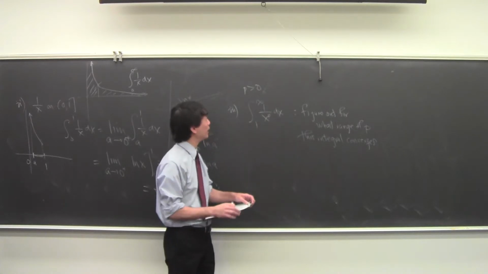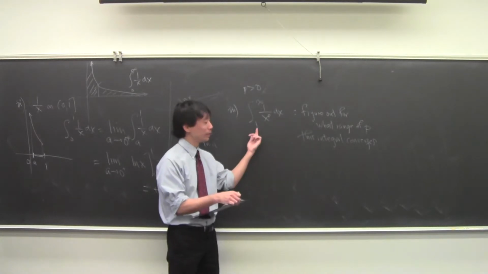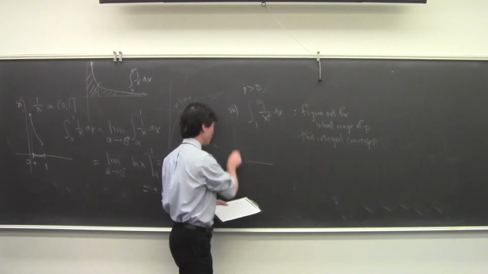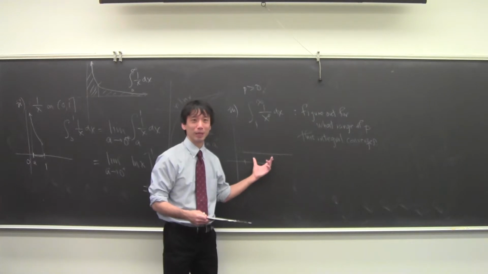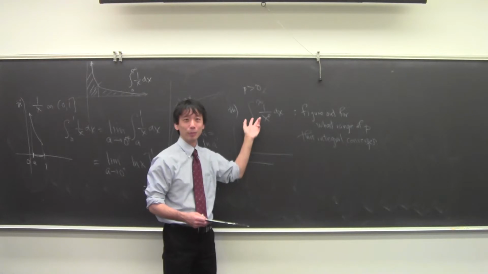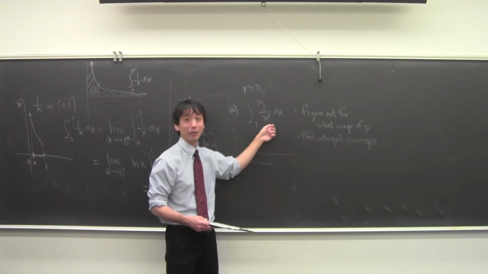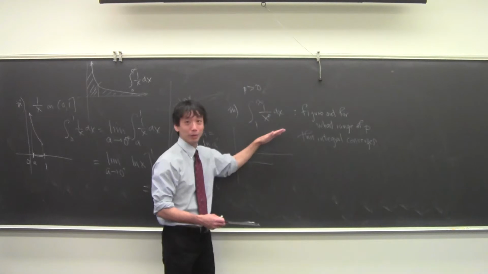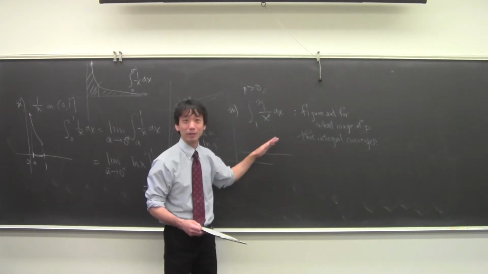First off, let me ask, why did I say p greater than 0? What if p is equal to 0? Then what will we be doing? It would just be the number 1. We'd be integrating the number 1 from 1 to infinity. That's clearly going to be infinite. If p were less than 0, we'd be integrating x to some positive power, and that's even worse. We'll definitely get infinity.